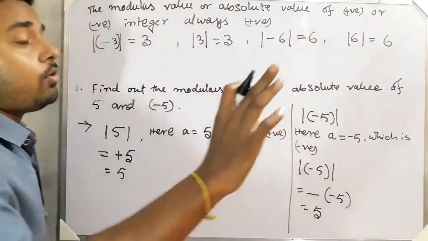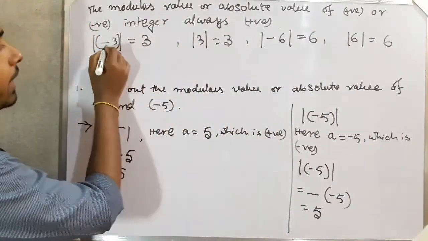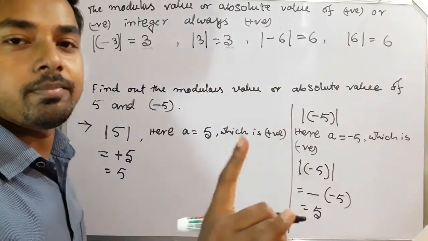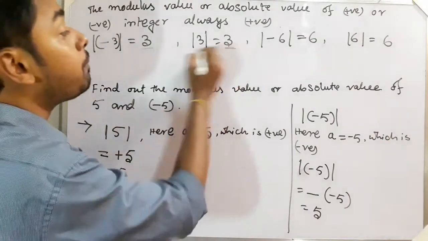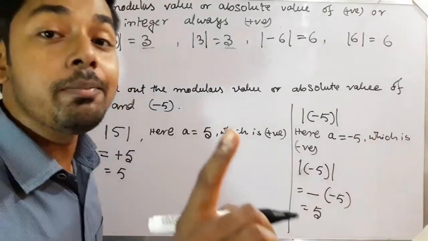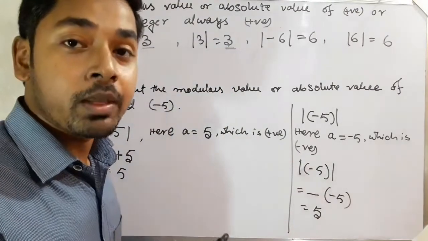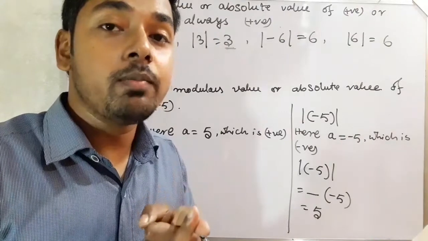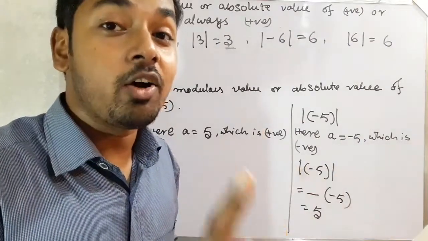Okay, so whatever you are having, negative integer or positive integer, the answer will be same. This is the main thing, answer will be same, and answer will be only positive. Why? Because at the starting I told you, modulus value means it's a distance on the number line, and distance cannot be negative.